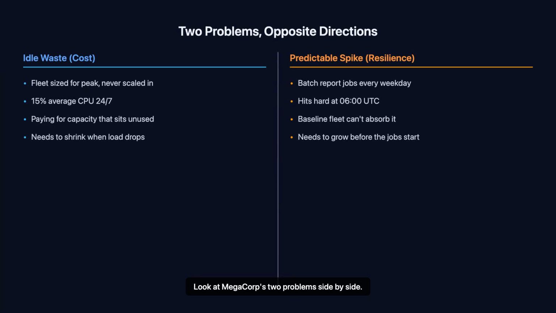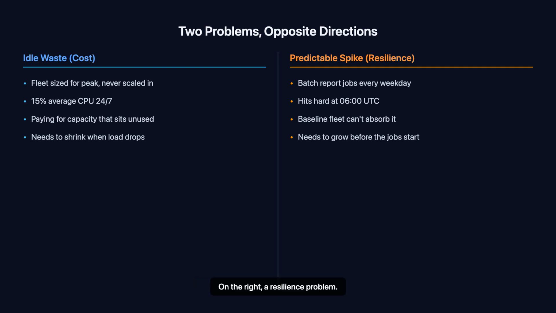Look at MegaCorp's 2 problems side by side. On the left, a cost problem. The fleet was sized for peak load and then never scaled back down, so it sits at 15% CPU day and night, paying for capacity that just sits there. That fleet needs to shrink when load drops.